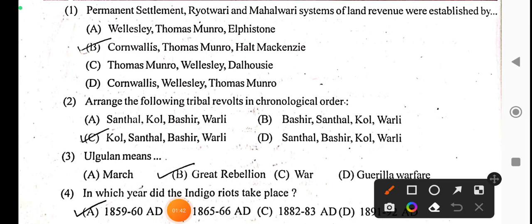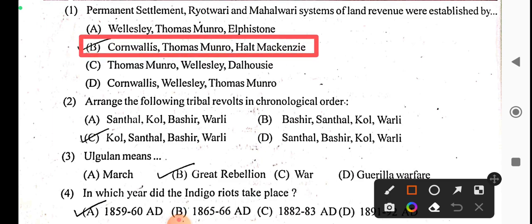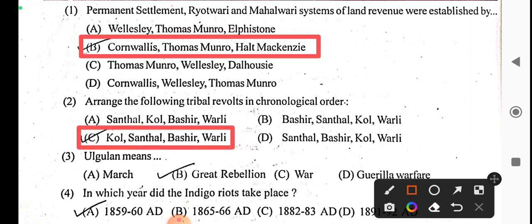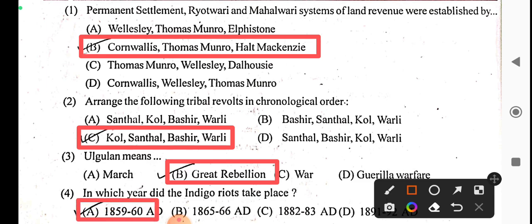Chapter number 2, British Rule in India 1757 to 1857. Permanent settlement, Ryotwari and Mahalwari system of land revenue were established by Cornwallis, Thomas Munro and Holt Mackenzie. Arrange the following tribal revolts in chronological order: Kols, Santhal, Birsa and Wali. Ulgulan means Great Rebellion. In which year did the Indigo Revolt take place? 1859 to 60 AD.